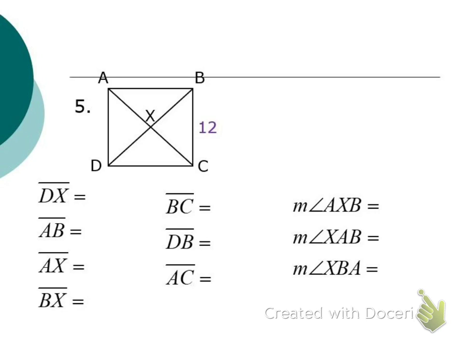12. Why? Because BC. What type of shape is this? A square, which means all of our sides are congruent. So what other ones are 12?